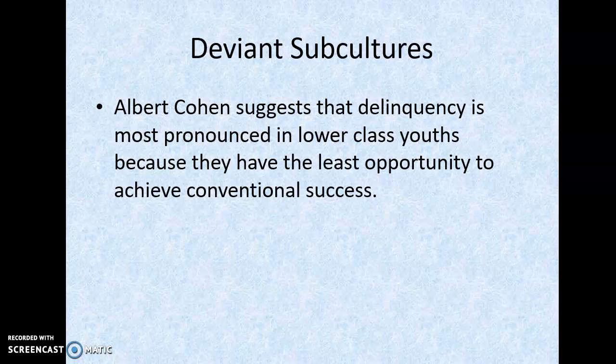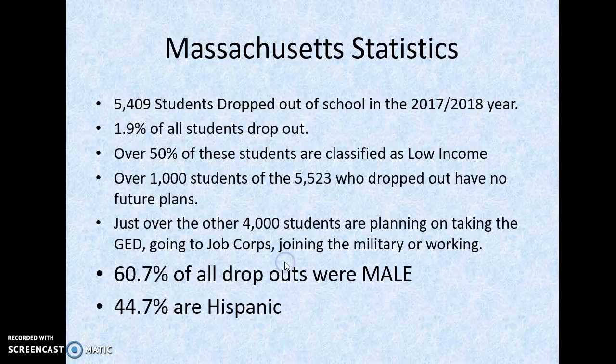You may not be able to get a loan to go to college. You may not have the grades to get into college. The support system isn't there. So young people are more likely to turn to these types of behaviors.